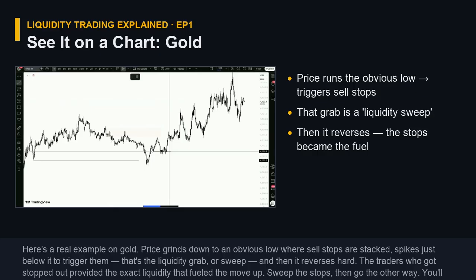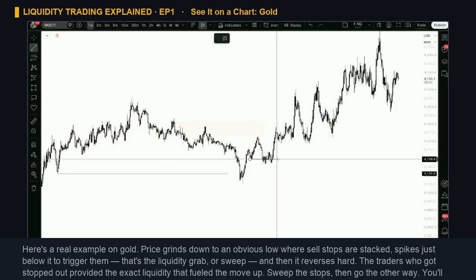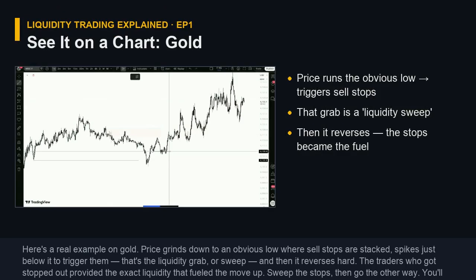Here's a real example on gold. Price grinds down to an obvious low where sell stops are stacked, spikes just below it to trigger them. That's the liquidity grab, or sweep, and then it reverses hard. The traders who got stopped out provided the exact liquidity that fueled the move up. Sweep the stops, then go the other way. You'll see this pattern again and again.